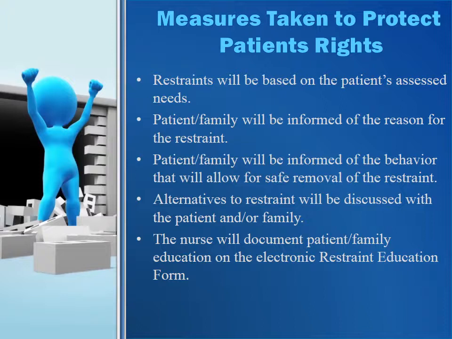The patient and family will always be informed of the behavior that will allow for safe removal of the restraint. As long as the patient does not pull on their IV tubing, which they really need for their medicine, if they will stop pulling on this, then for the non-violent restraints, you can remove them. Of course, you always want to do the least restrictive alternatives first. Be sure to discuss this with your patient and families. We've attempted this, we have done this, it is still not working. Our next step is we're going to restrain them.